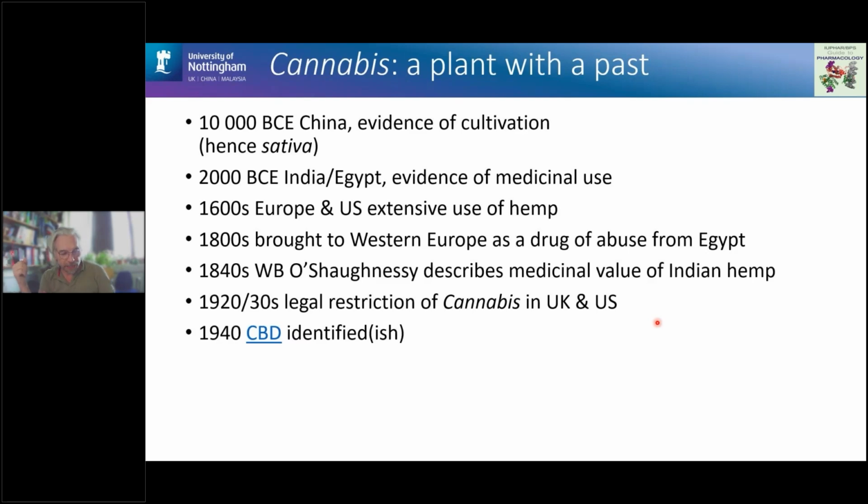The scientific exploration is from the 40s onwards. There was a report which described the structure of cannabidiol, which was not quite right, but was a good setting for everything that followed on from there. And then in the early 60s, THC, that principal component which is responsible for the psychoactivity that we recognize in the cannabis plant, was identified.